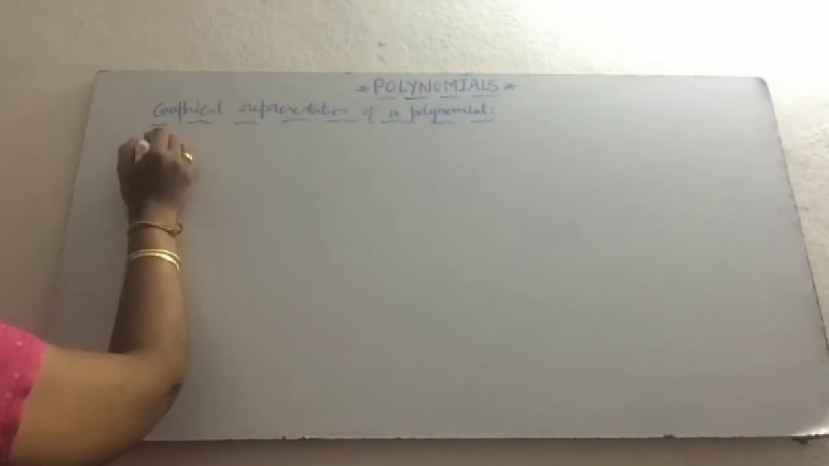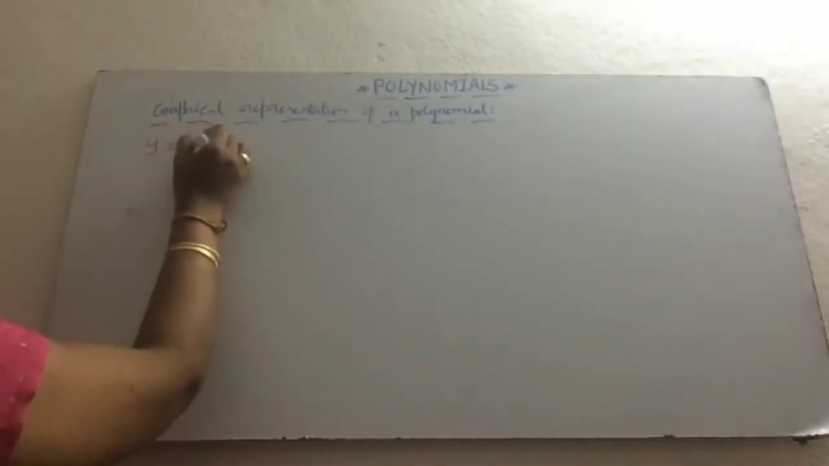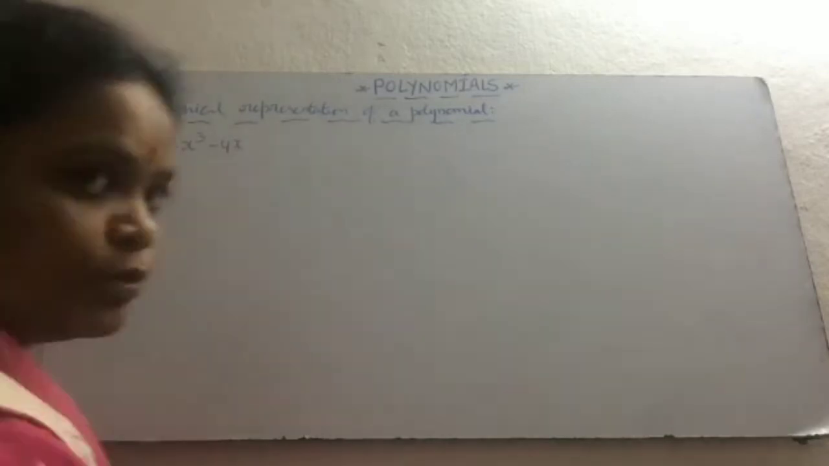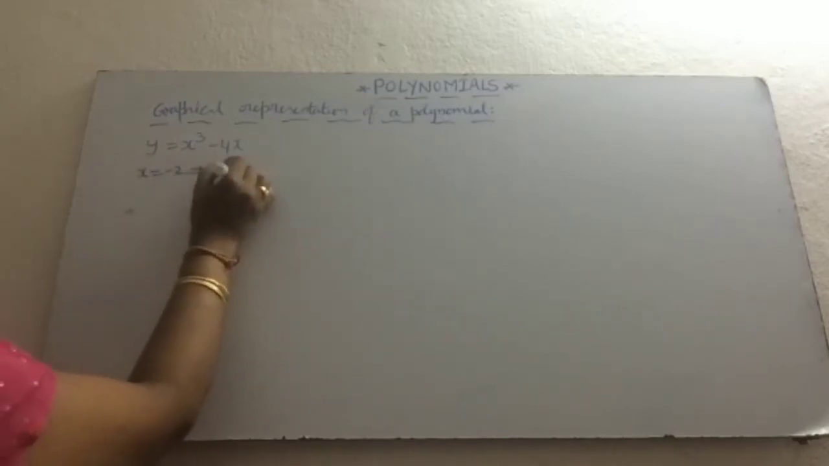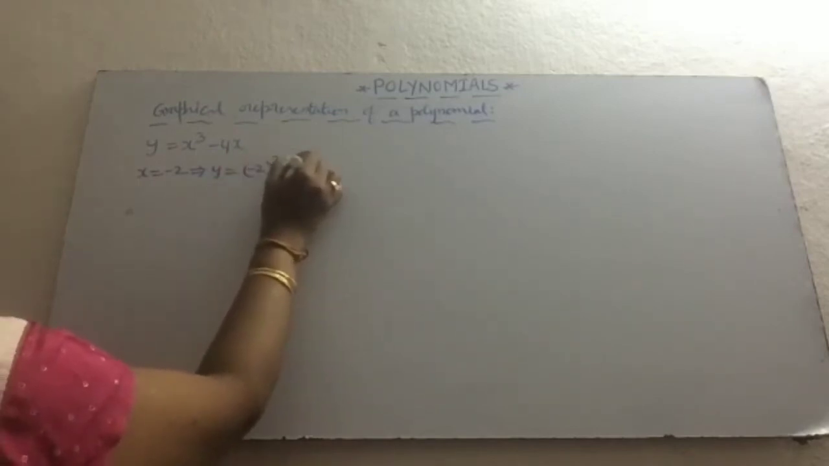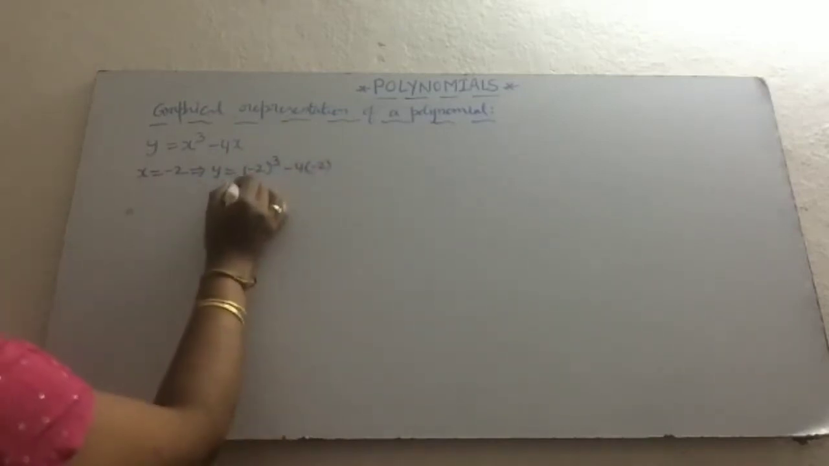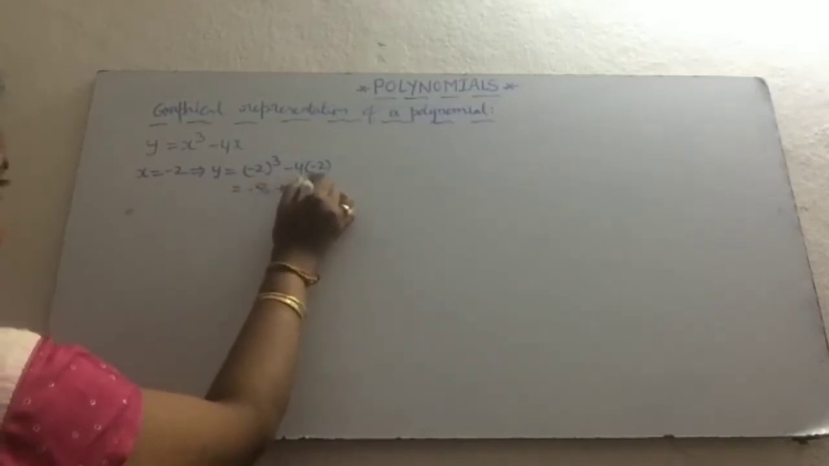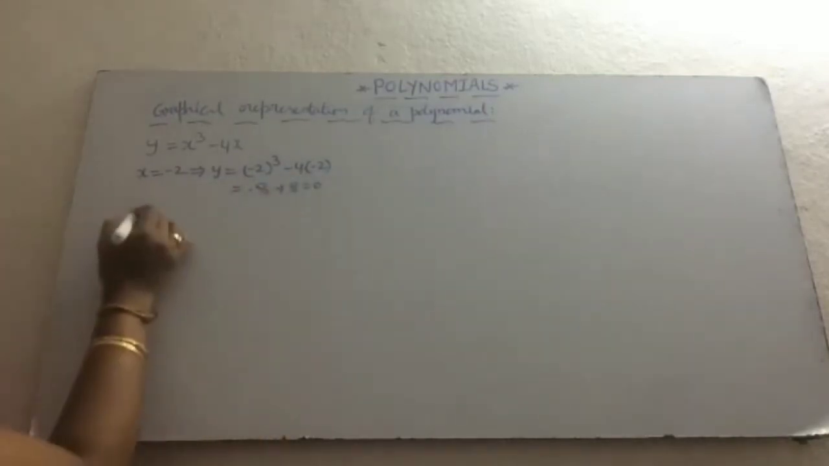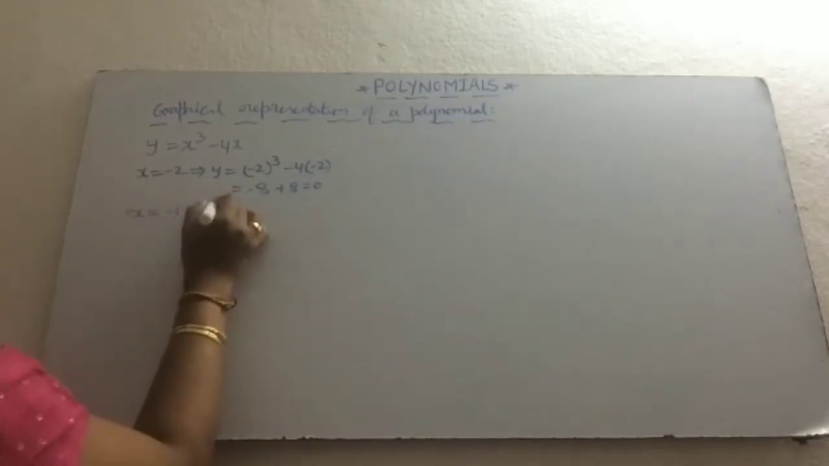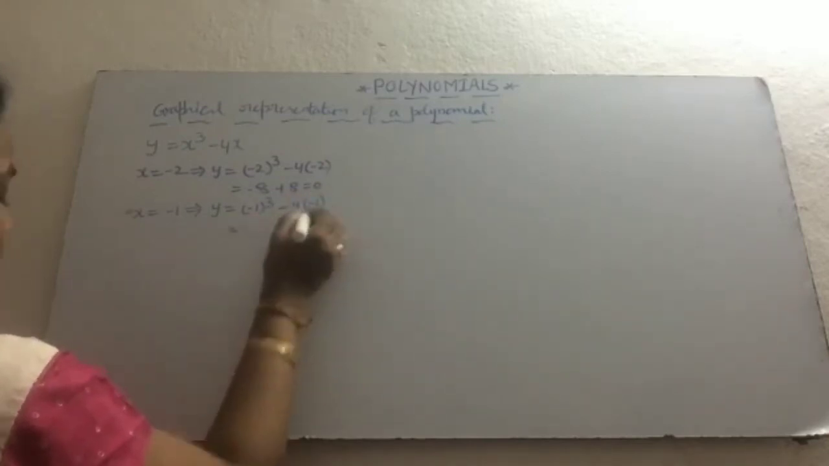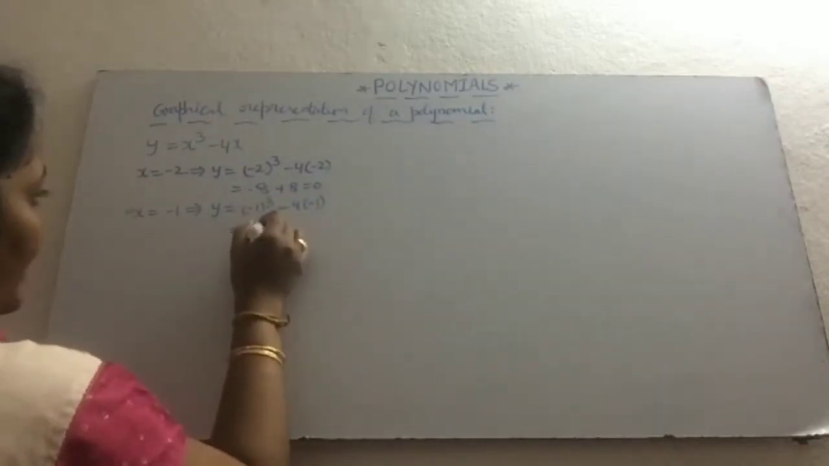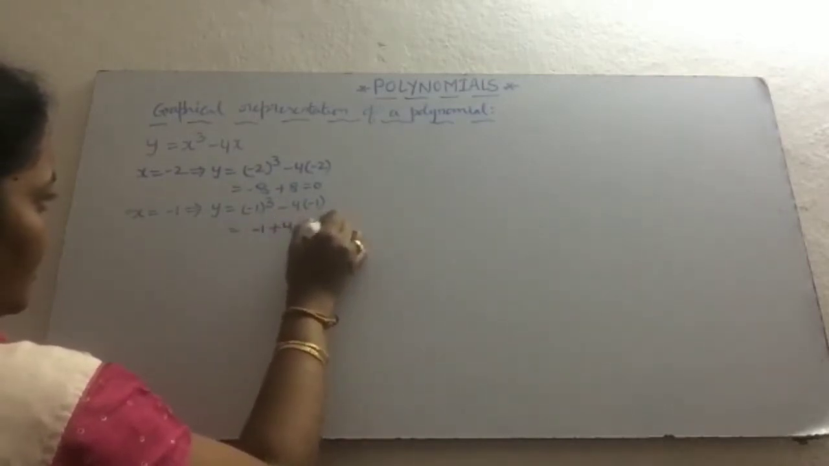Take the equation y equal to x cube minus 4x. Now we will take x equal to minus 2. Then the value of y equal to minus 2 whole cube minus 4 into minus 2. That means minus 8 plus 8, that equal to 0. And next x equal to minus 1. Then the value of y equal to minus 1 whole cube minus 4 into minus 1. So minus 1 plus 4, that equal to 3.